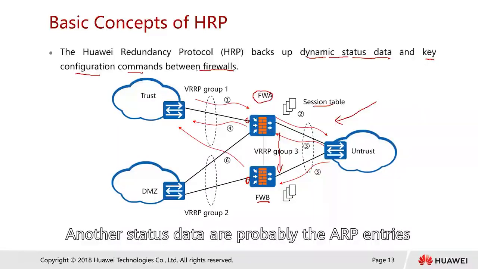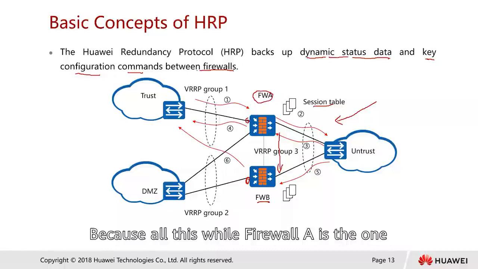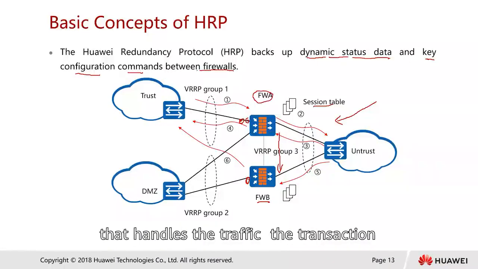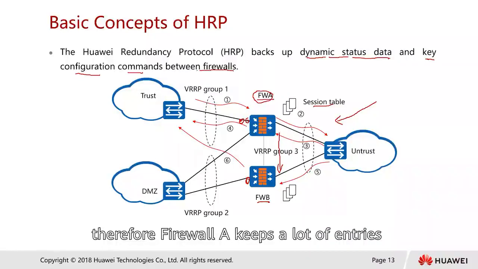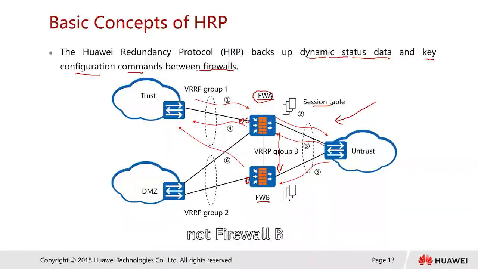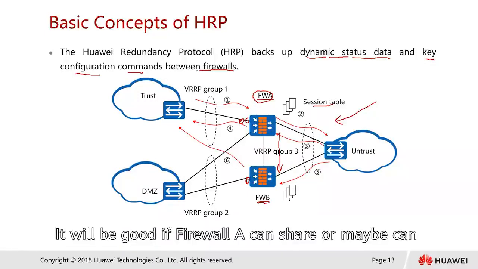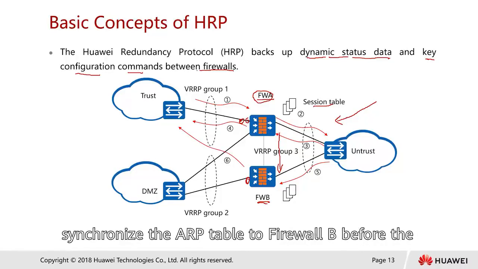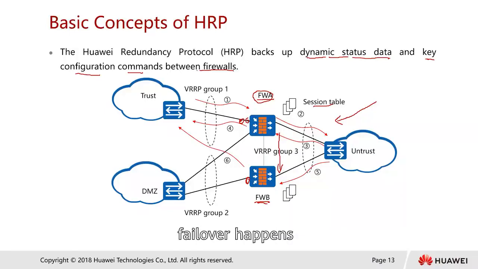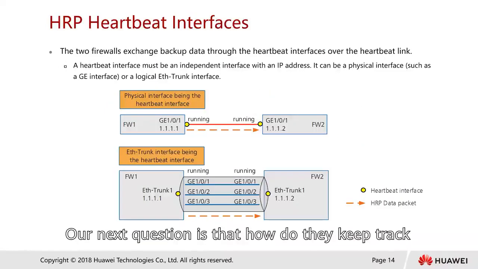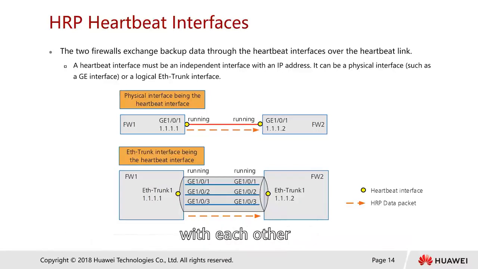Another status data is the ARP entries. All this while, firewall A is the one that handles the traffic and the transactions, therefore firewall A keeps a lot of ARP entries, but not firewall B. So it would be good if firewall A can synchronize the ARP table to firewall B before the failover happens.